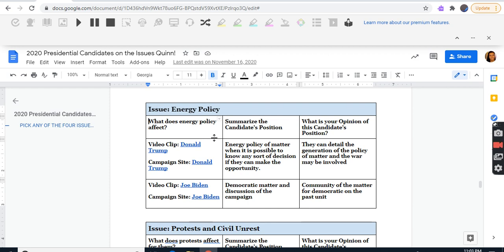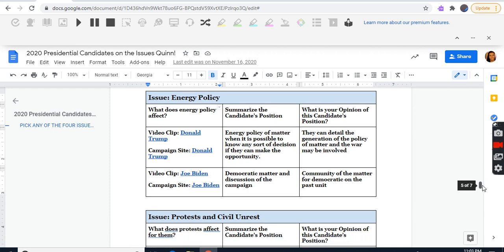Energy policy is a matter when it's possible to know any sort of decision if they can make the opportunity to change that. In democratic matter, in discussion of the campaign, they can add more details to the generation of the policy of matter in the war may be involved. Community of the matter for democratic on the past unit.